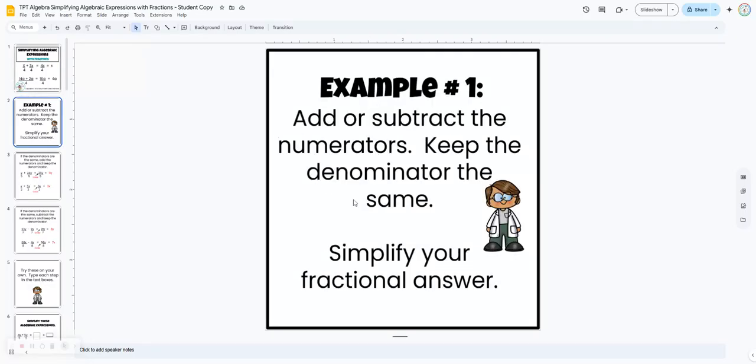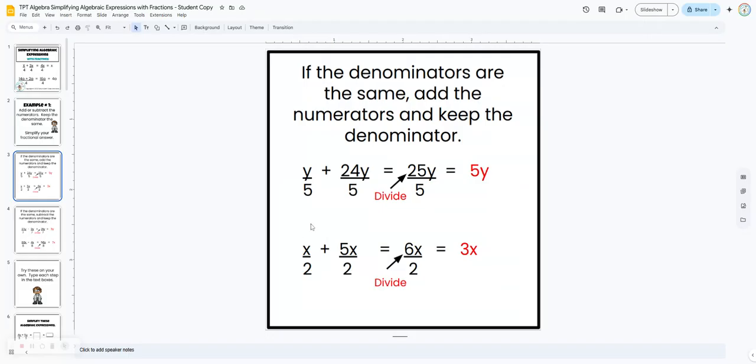If the denominators are the same, you can add or subtract the numerators. So here's a couple examples. The denominator's 5, so I can just add the numerators, keep the denominator the same, and then I simplify 25 divided by 5, gives me an answer of 5y. Here again, denominators are the same, I can add the numerators, and then simplify.